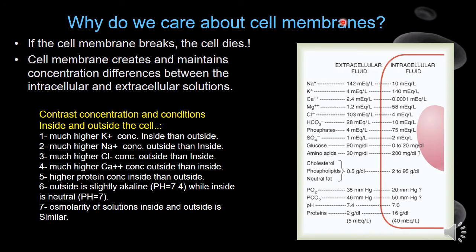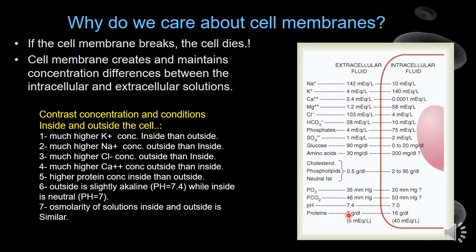Why do we care about the cell membrane? The cell membrane is a very, very important structure in the cell. And if this cell membrane breaks, the cell will die. The other thing about the cell membrane is that it forms a partition, a barrier, between the extracellular fluid and intracellular fluid. And as you can see, the compositions of these fluids are quite different. And what keeps this difference is the cell membrane.